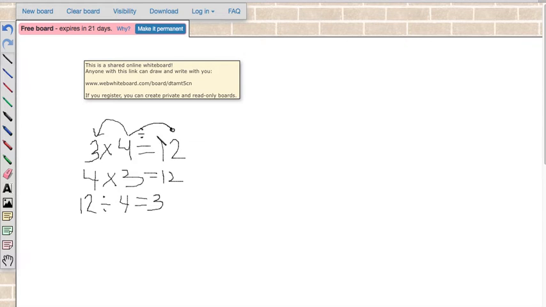And the last sentence is going to be this second multiplication, but we do it backwards. That means we begin here. 12 divided by 3 equals 4. So let's put it. 12 divided by 3 equals 4. So this is what we learned last week.